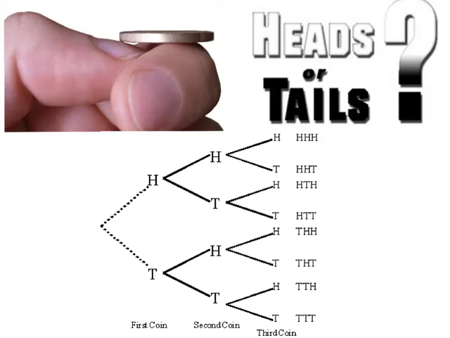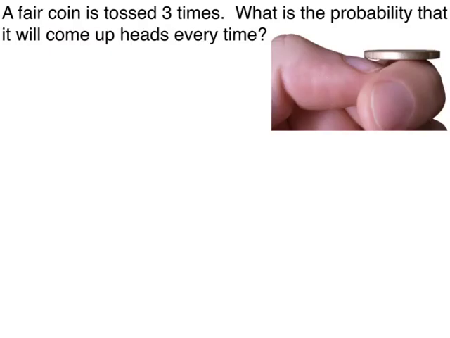Okay, this is if we flipped a coin 3 times. The first time you get either a heads or a tails. The second time you can get heads or tails. If you got tails, you can either get heads or tails the second time. And then the third flip, if you got heads, you might get heads, or tails, and so forth. So let's look at that.